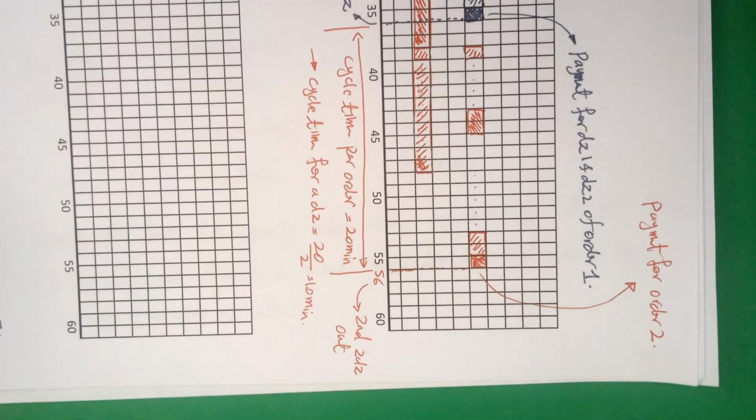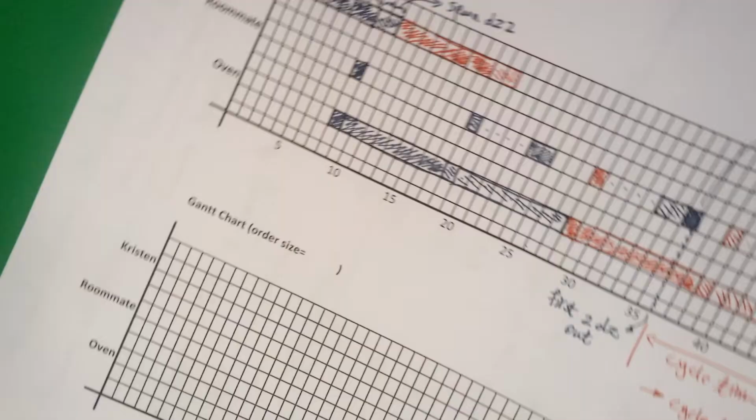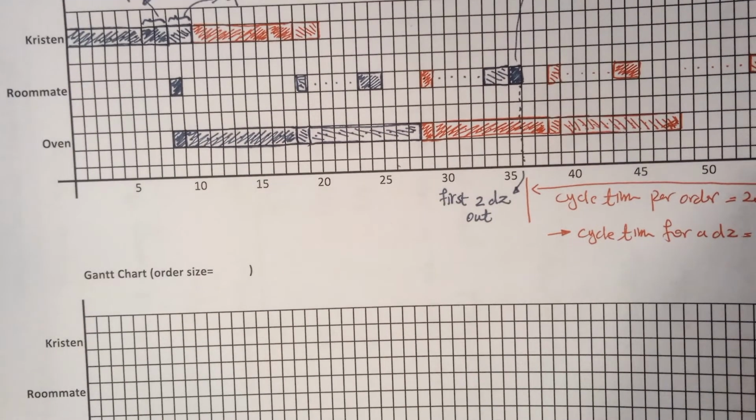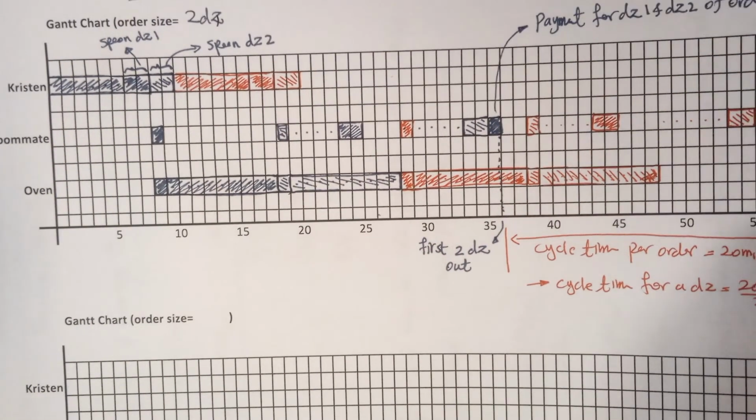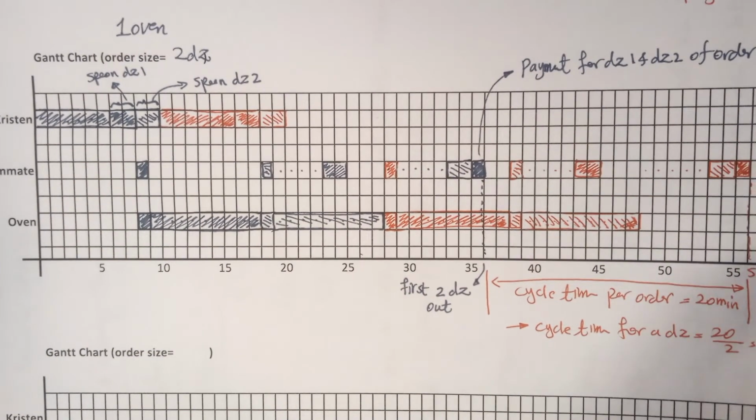All right. This is a Gantt chart that I usually don't have time to draw in class. I want to explain it here because it can be a little bit confusing.